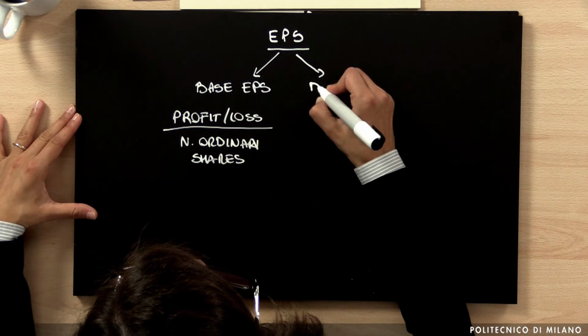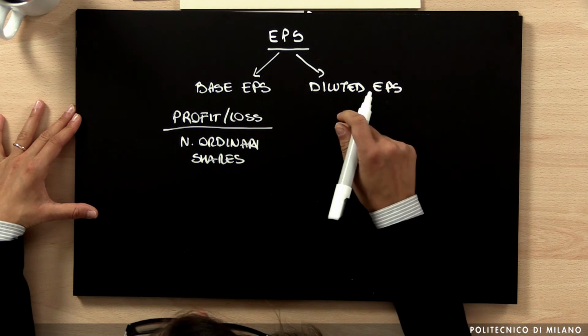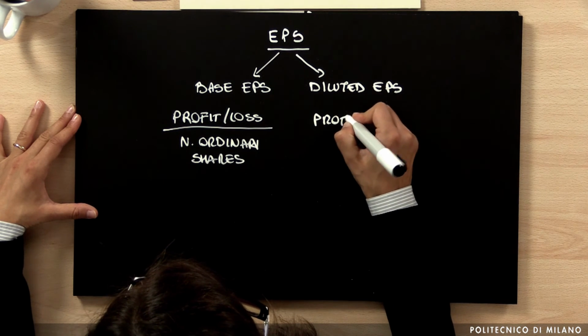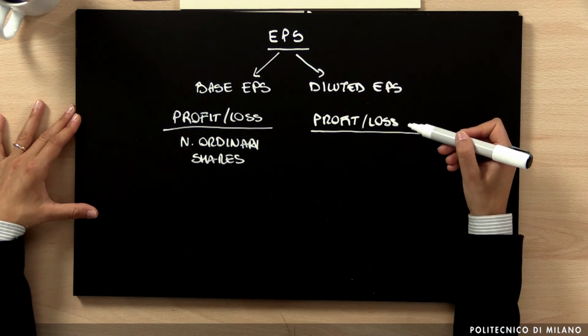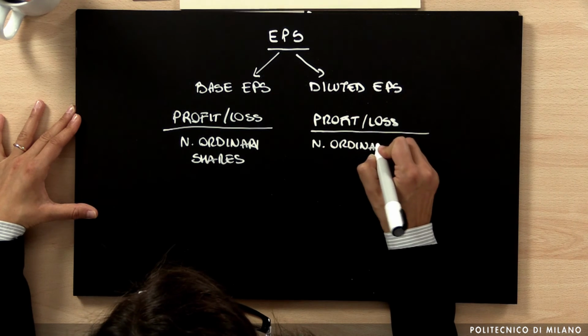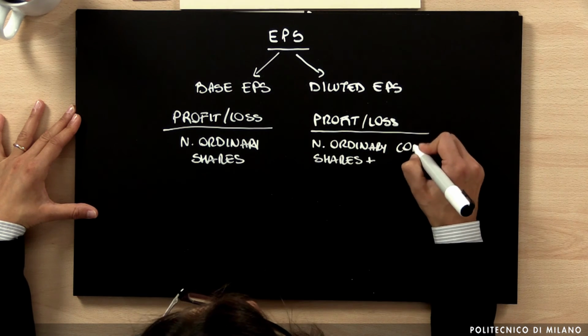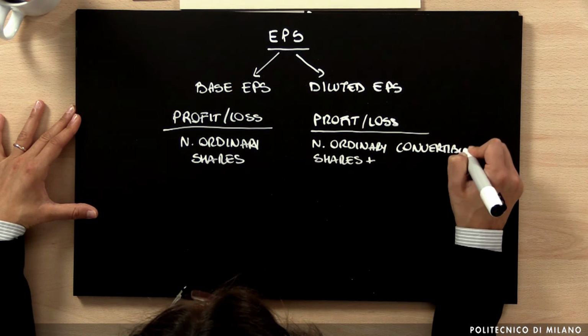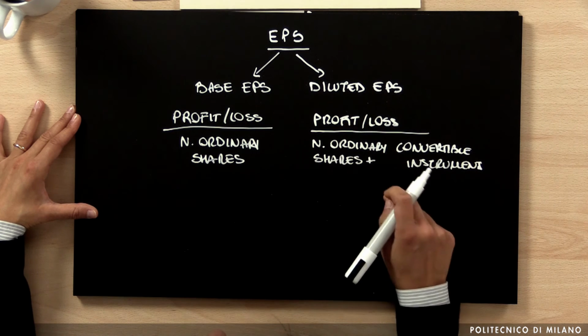There is also another approach for calculating the earning per share, which still is presented within the income statement, that is defined as diluted earning per share. In this case, the numerator is the same, so still we have the profit or the loss of the year minus the preferred dividends. This value is divided by the weighted average number of the ordinary shares plus the convertible instruments. So as you can see, the difference is in the denominator.